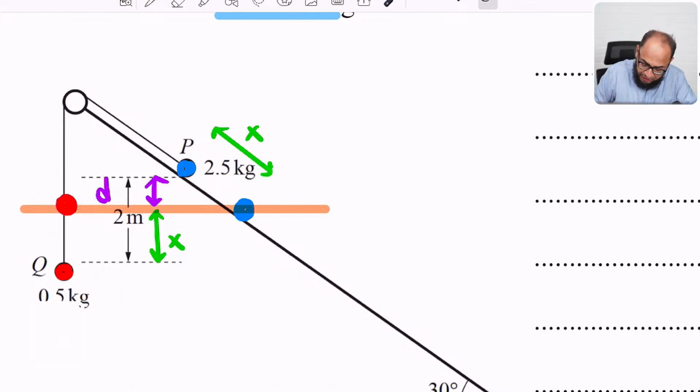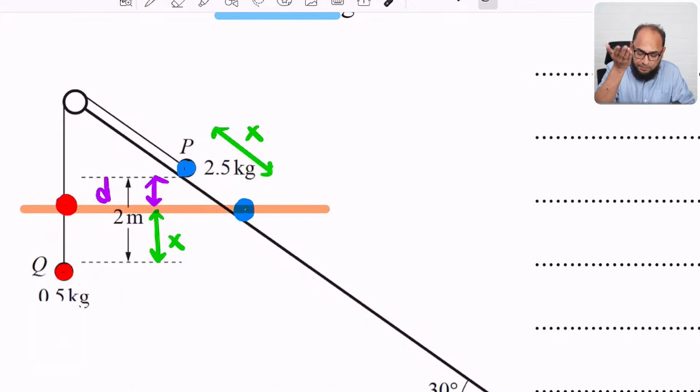Now, let me just charge my Apple Pencil so that there is no issue. So Q is down there, it's moving up, and P is moving down the plane. It's the same distance that they should move. So X and X that you see in green.